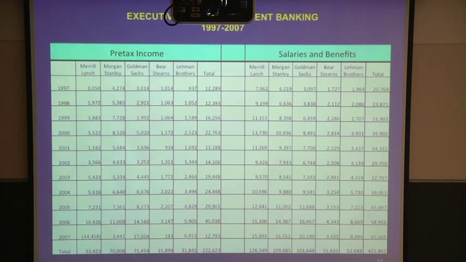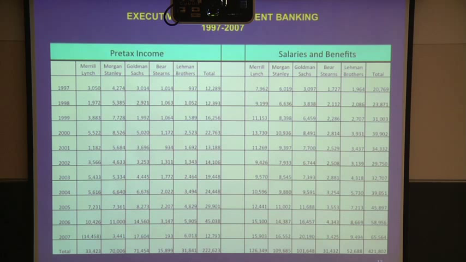And I've got salaries and benefits over here. Now, the total for all these five banks over the 10 years leading up to the financial crisis was $222 billion in salaries and wages that were paid out. That's with a B.